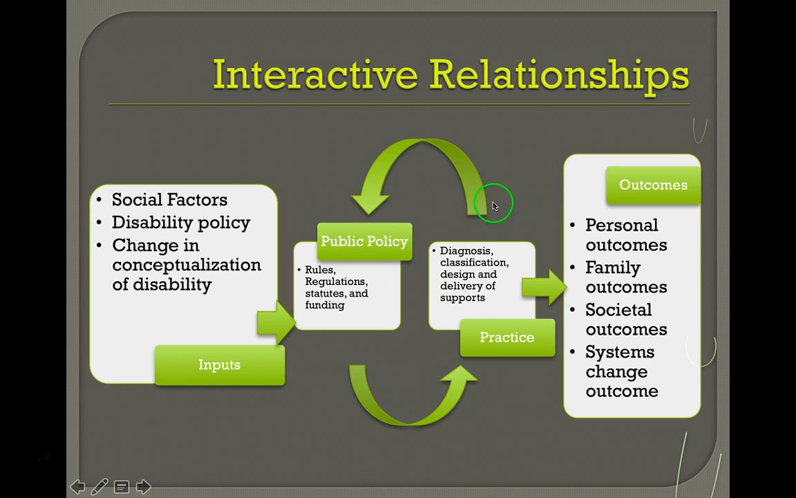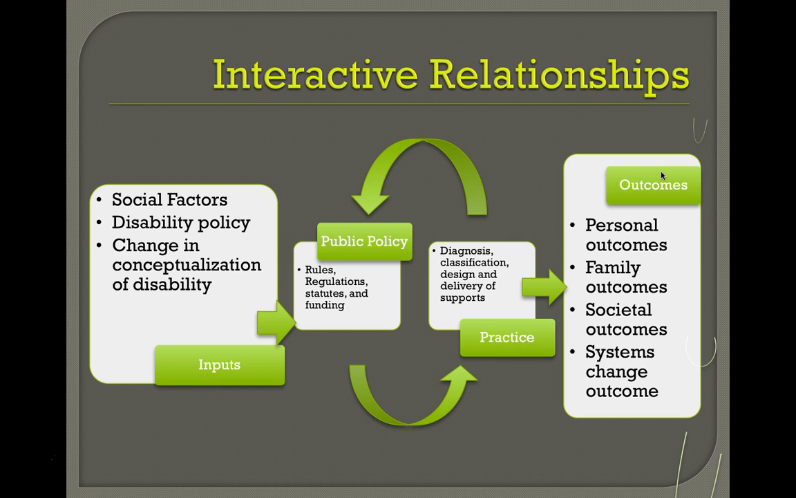And so when you look at this, public policy and practice directly and continuously inform each other. So different inputs on social factors, like I mentioned, disability policy and changing of how we conceptualize and understand disability, inform public policy and practice. And then in practice, we learn more about what's best for our population, which then also helps inform public policy. And then the overall outcome is an increase on the personal level, family, societal, and overall systems change outcome. And that's our goal.